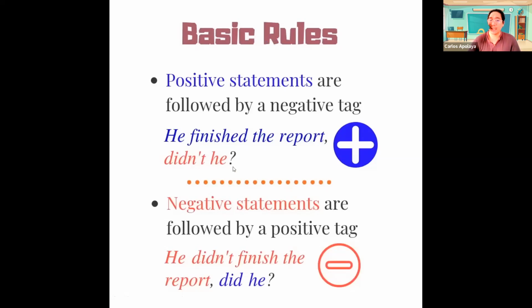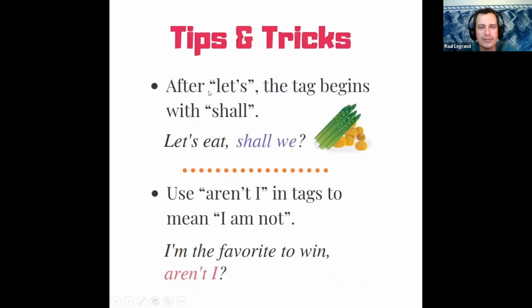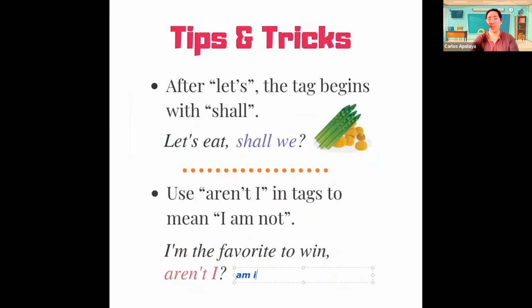He finished, didn't he? Negative, affirmative. He didn't, did he? But after "let's," the tag begins with "shall." Let's go, shall we? And use "aren't I" in tags to mean "I'm not." For example, I'm the favorite to win, aren't I? But remember that sometimes people say, "am I not?"